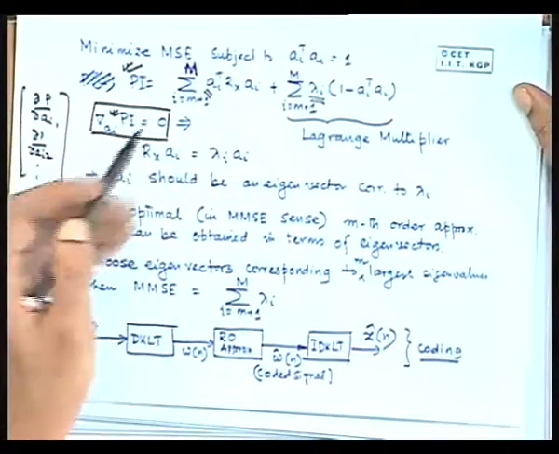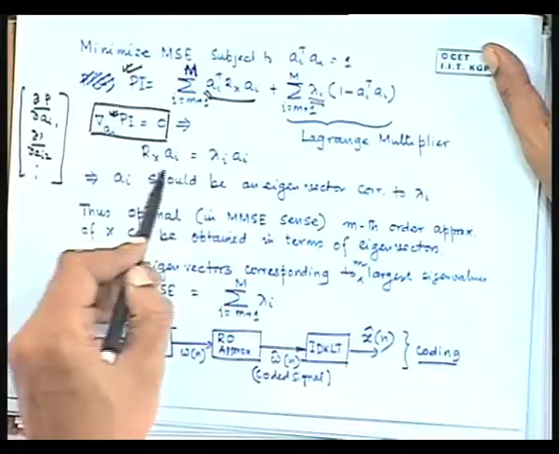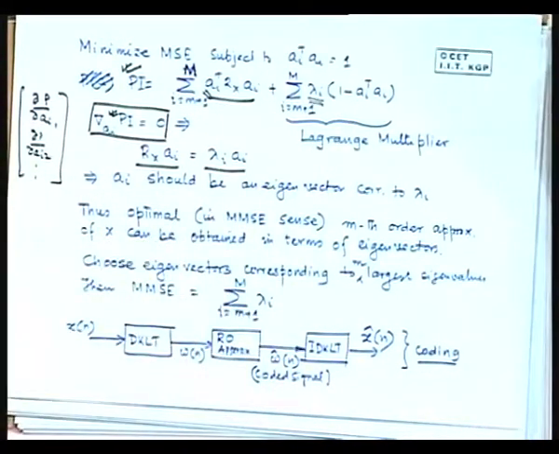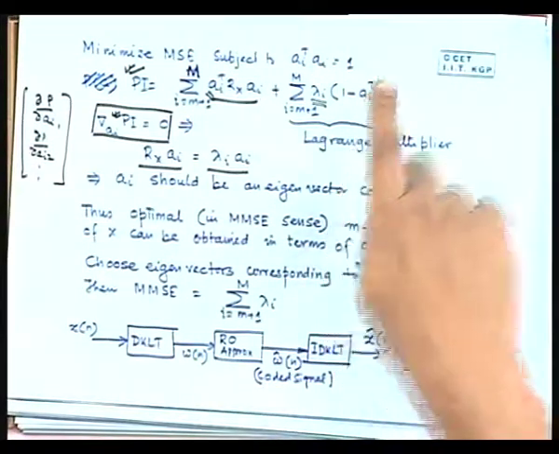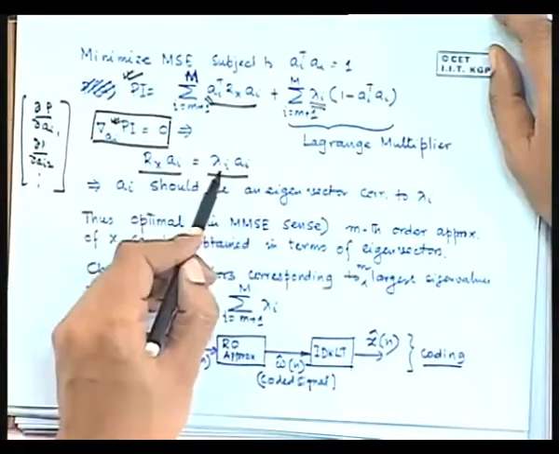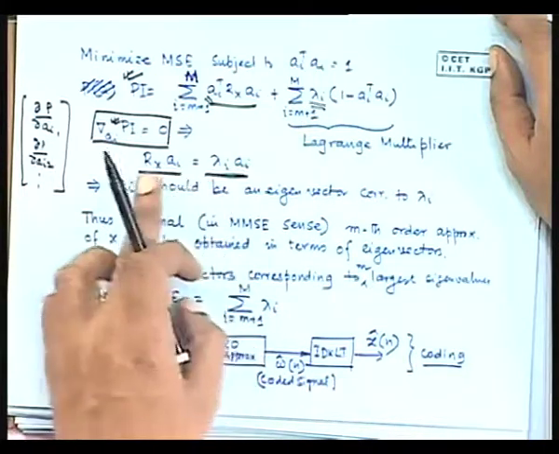If you want, you can take a 3 by 3 matrix and actually write out this term and then differentiate, if you want to use scalar theory. But it turns out that if you differentiate, this term will give you R times AI, and this term will give you lambda times AI. This is like x square. So now you see, what is this equation? This is that old eigenvalue eigenvector equation.